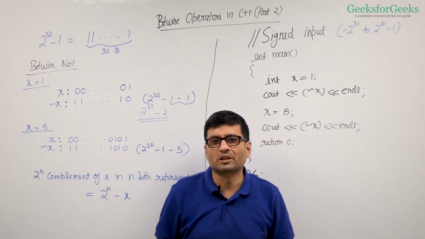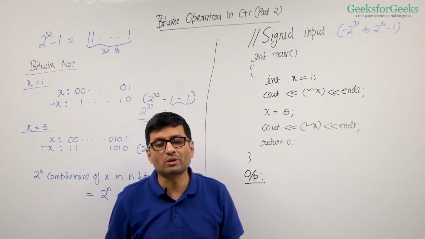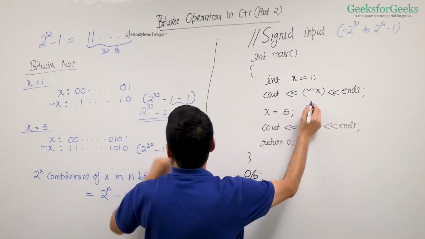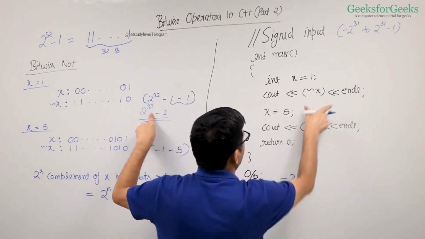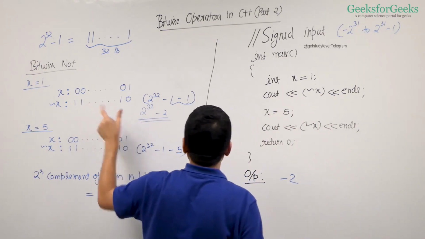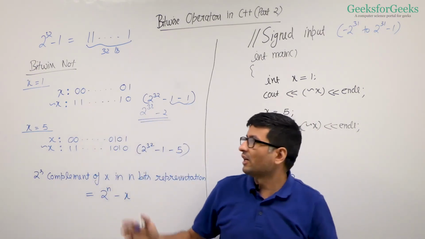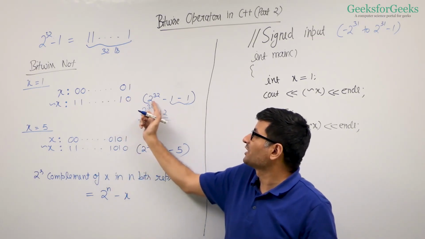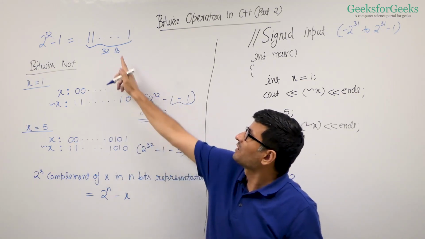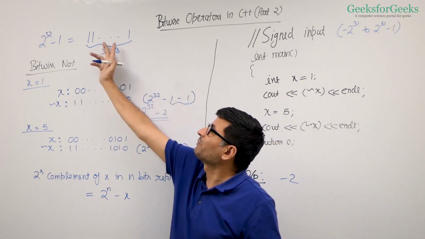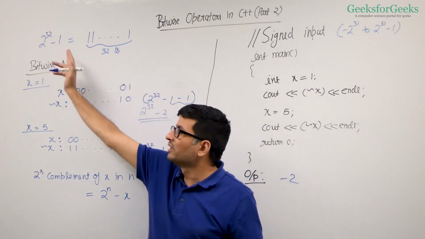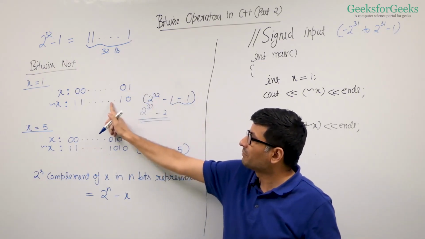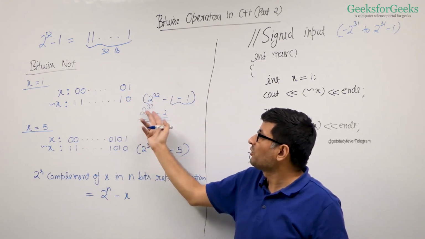So if you have signed numbers and your computer uses 2's complement representation for signed numbers, then the output of this program is going to be minus 2. This is what you get when you apply the negation operator. Once you apply the negation operator, your last bit becomes 0, and you get the decimal equivalent of this number simply by following this. This is the binary representation of 2 raised to the power 32 minus 1, and we are simply subtracting 1 from it to get this number, which is 2 raised to the power 32 minus 2.